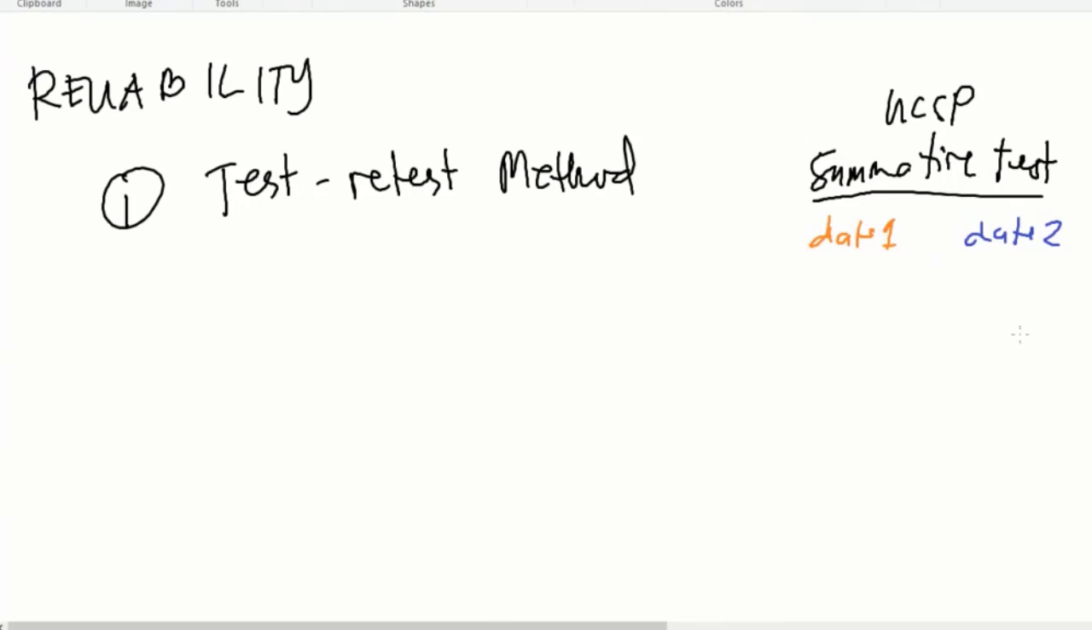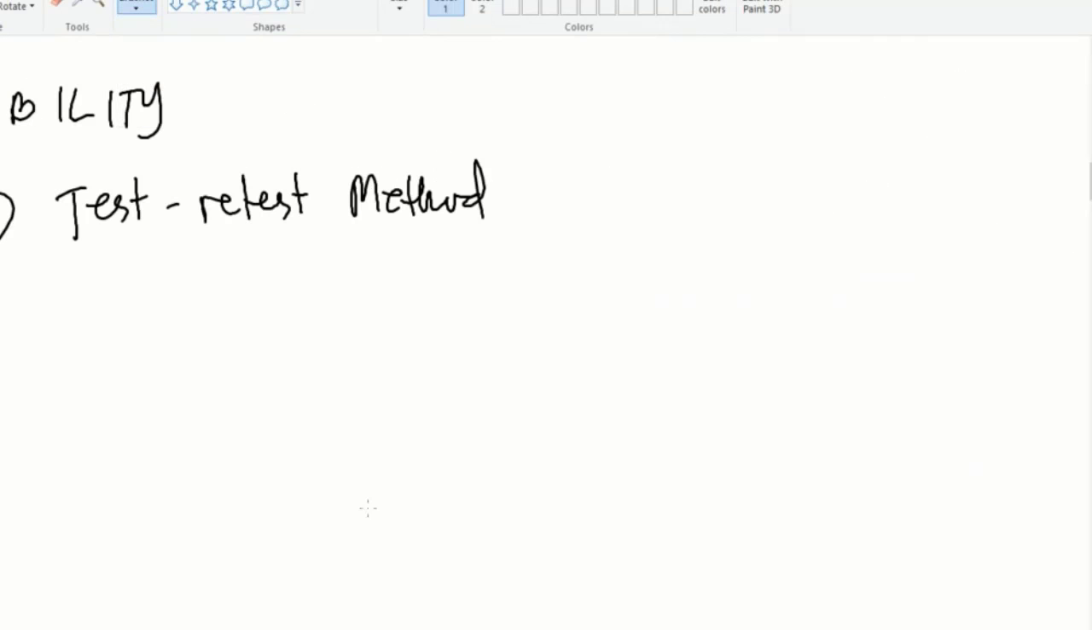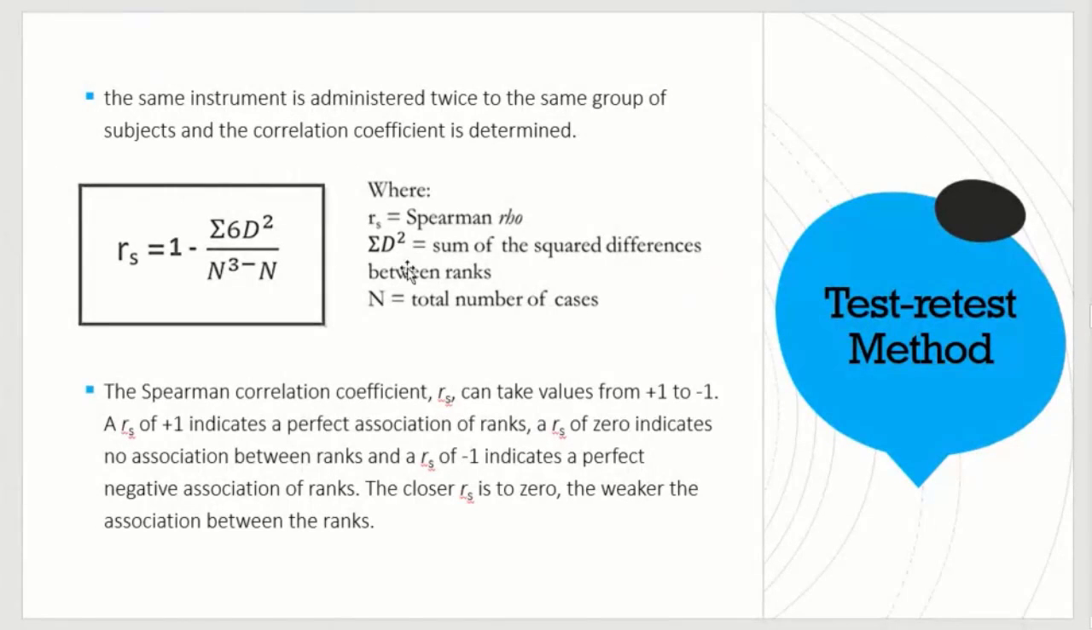Now, I will also record the scores. Now, I will check kung nagtaas ba ang mga score ninyo, or is it almost the same? So, if it is almost the same, then it is reliable. Okay, meaning, yung mga tanong na nandoon sa loob ng aking summative test are indeed reliable. Okay? So, yun ang test retest method. So, what is the formula for test retest method?